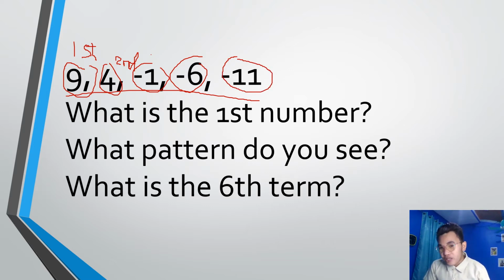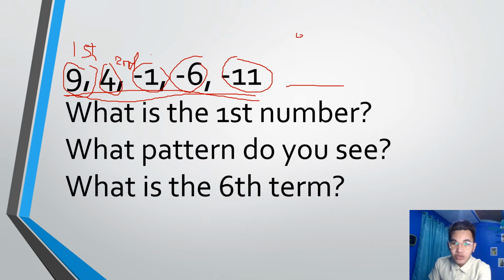So, what is the first number? The question there is, what is the first number or the first term? Okay, let's answer that later. And what pattern do you see? You can see the pattern. And also, what is the sixth term? 1, 2, 3, 4, 5. The sixth term.